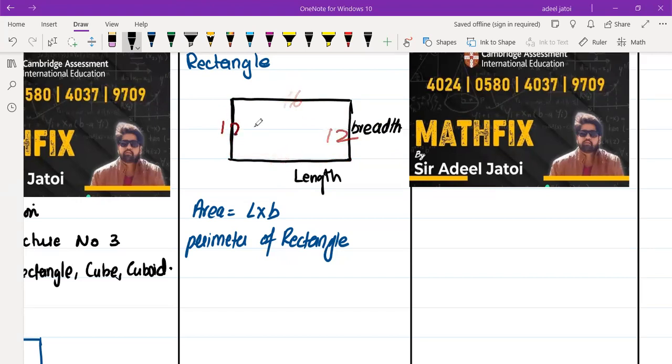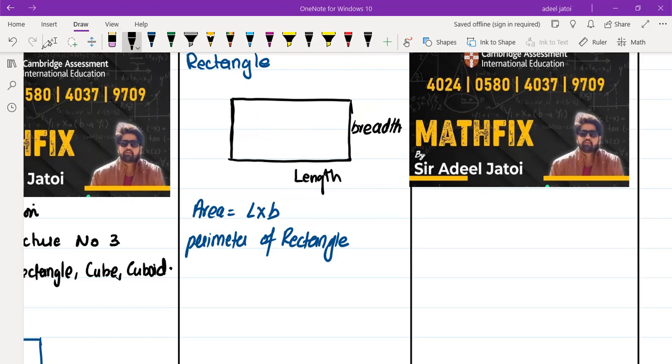If this is 12, this is 12. So 16 and 16 becomes 32, and 12 and 12 becomes what? 24. So 32 plus 24 will give me the perimeter. Or 2(L + B). You have 16, this was 16, this is 12. So 16 plus 12 multiplied by 2.